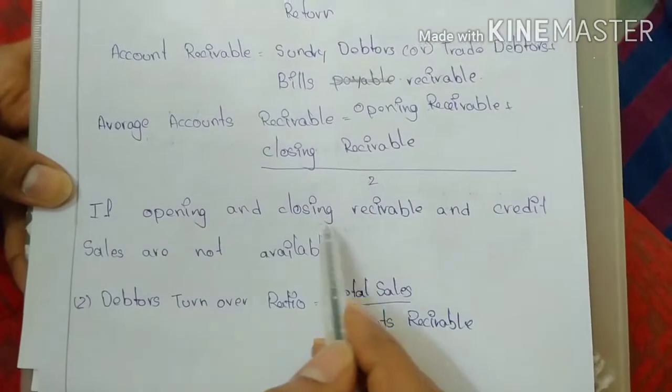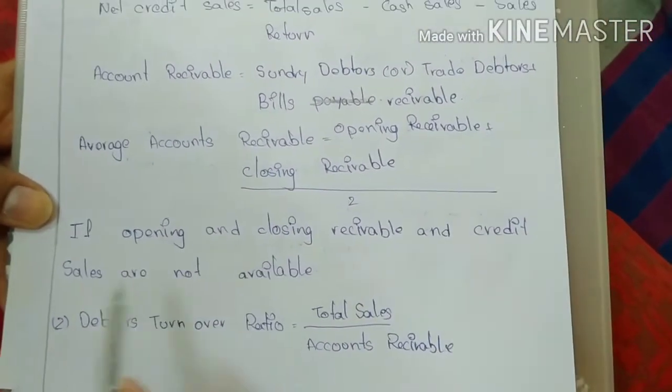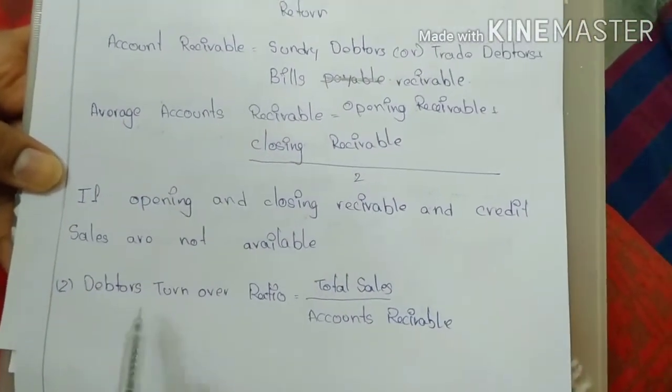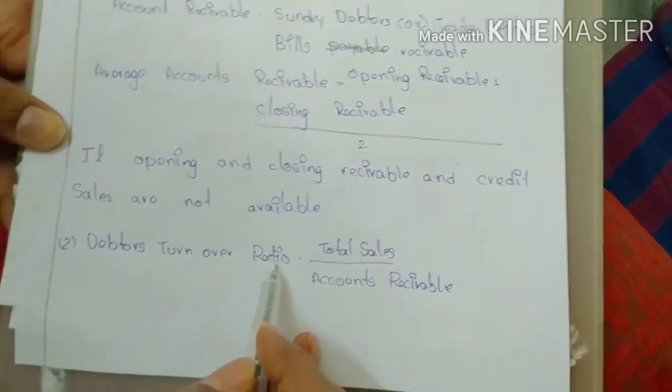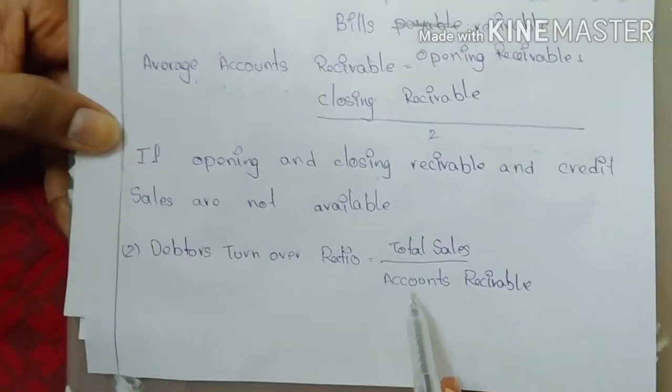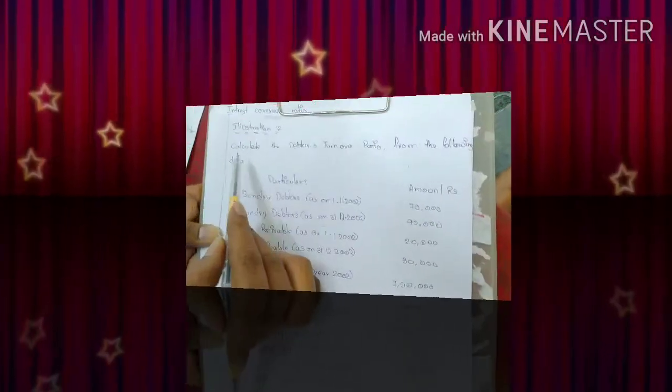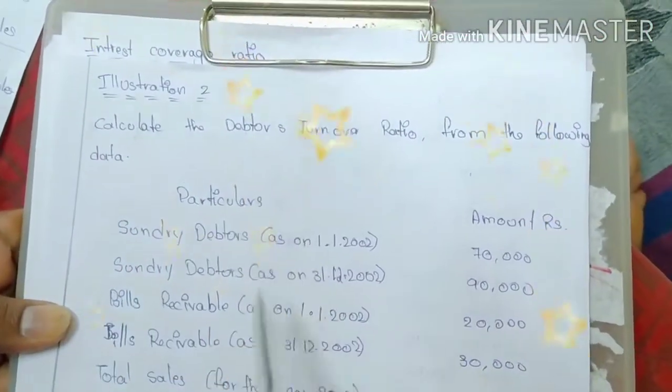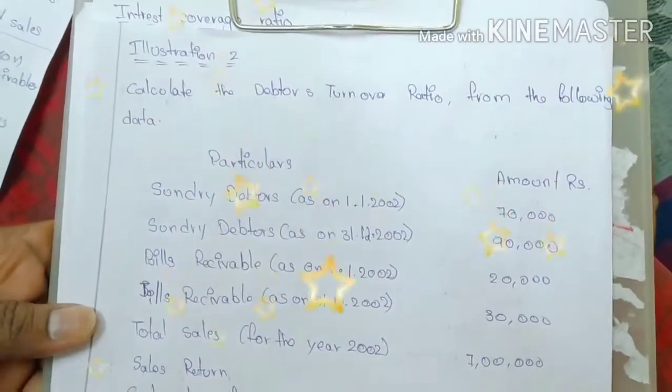If opening and closing receivables and credit sales are not available, debtors turnover ratio can be calculated with the help of total sales by account receivable. We can explain debtors turnover ratio with the help of the following illustration.